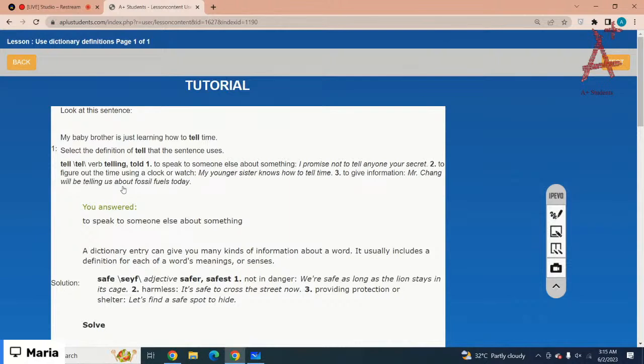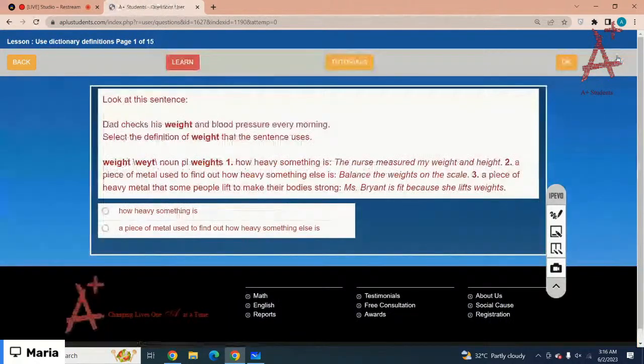Let's just start with the practice questions. Then that would be easier. Okay, look at this sentence. Dad checks his weight and blood pressure every morning. Select the definition of weight that uses the sentence.